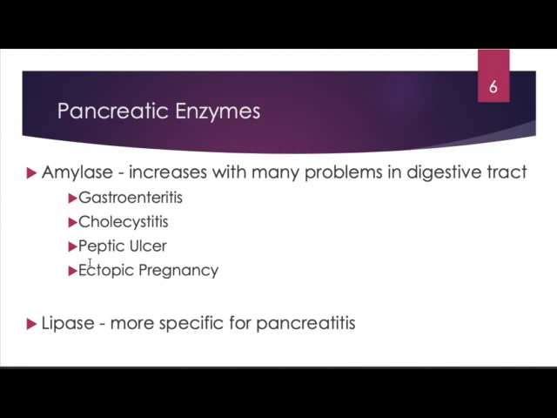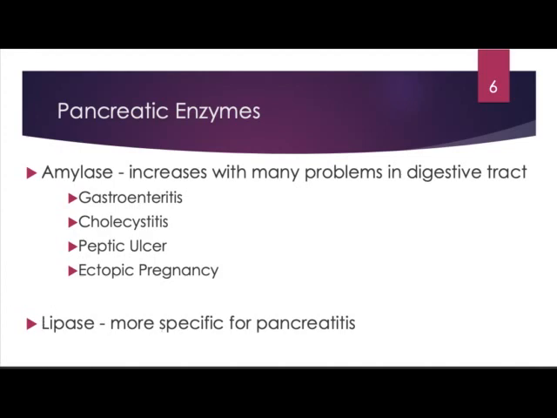اوكي، خلينا نحكي عن pancreatic enzymes. في اثنين، الاميليز واللايبيز. الاميليز هو بيرفع بكتير اشياء اذا في اي مشكله في الدايجستيف تراكت، يعني في الامعاء من المعده من مراره اي اشي كمان راح يرفع الاميليز. فكتير اشياء بيأثر على الاميليز. فاذا واحد عنده gastroenteritis، كوليسيستايتس يعني التهاب بالمراره، اذا في peptic ulcer disease، كمان اذا في ectopic pregnancy، كل واحد بيرفع الاميليز. اللايبيز هو سبيسيفيك كتير، بس بيرفع اذا في مشكله في البنكرياس.